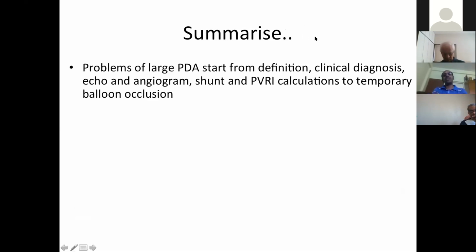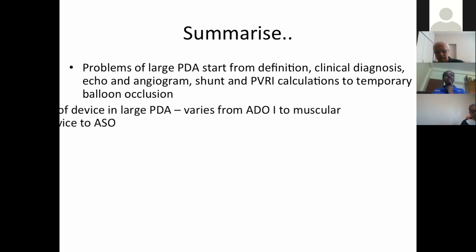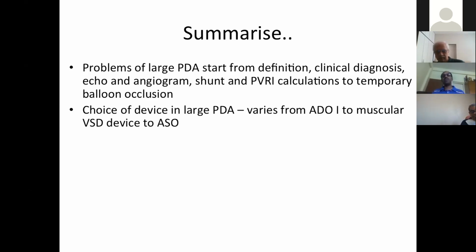Problems of large PDA start from definition, clinical diagnosis, echocardiography and angiography, shunt assessment and PVRI calculations. Problems occur during temporary balloon occlusions also. How to occlude, what balloon? Choice of device varies from duct occluders to muscular VSDs.